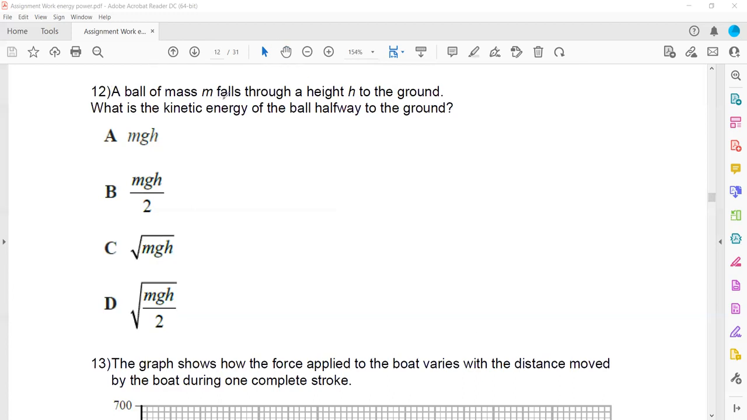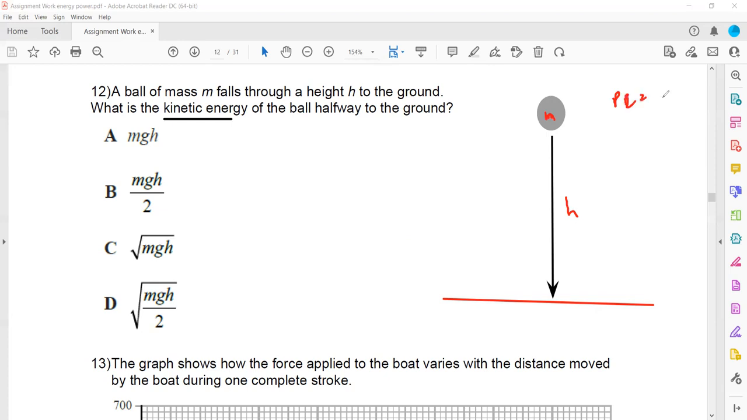A ball of mass m falls through a height h. What is the kinetic energy halfway? So how will we know how much the kinetic energy is? If an object is at a certain height and it is falling, the mass of the object is m, the gravity is g, and the height it falls. So the potential energy at this point will be equal to mgh.